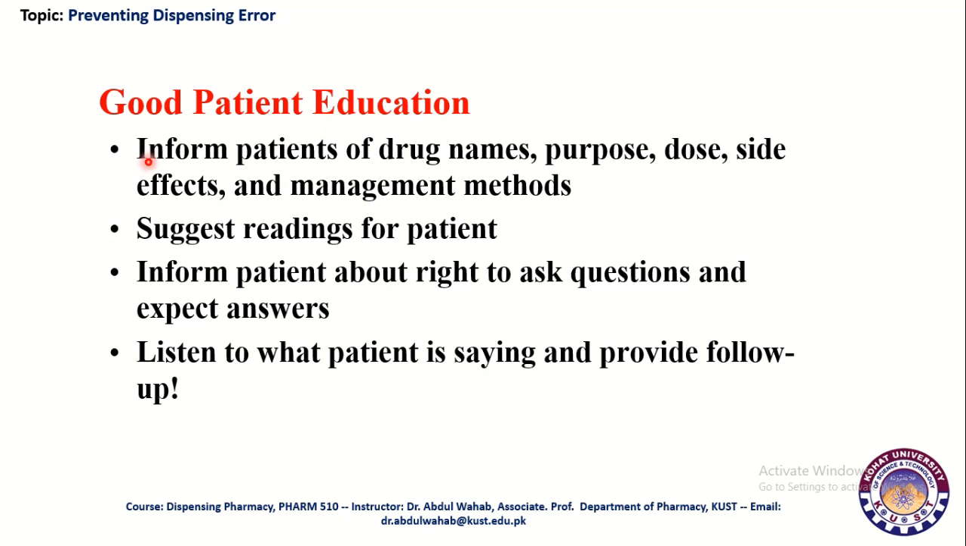Good patient education. Inform patients of drug names, purpose, dose, side effects, and management methods. It is the responsibility of the pharmacist to inform patients about the drug names, purpose, dose, side effects, and management methods, and also suggest reading for patients. Inform patient about right to ask questions and expect answers. Listen to what the patient is saying and provide follow-up.